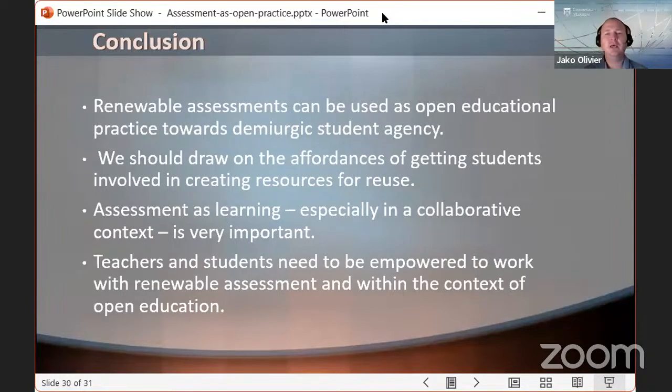I'm almost finishing up. We should draw on the affordance of getting students involved in creating resources for reuse. So students want to take part and they want to share. And this is an optimum form of assessment as learning, not assessment of or for learning, but the assessment itself is the learning process, especially in a collaborative context. Very important if you can facilitate that. And we need to empower teachers and students to work with renewable assessments. And within the context of open education, to understand what the open licenses mean.